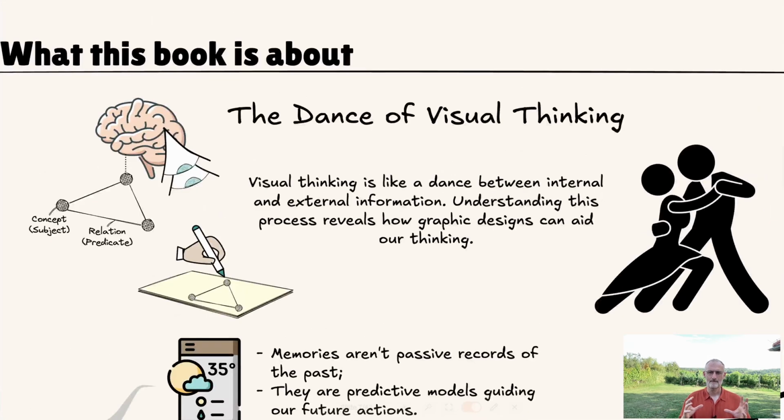Now, the starting idea, or the way Colin starts his book, is this idea about the dance between internal and external information. He defines it so: seeing is not a passive activity. It's not about me looking at something and that's it. It's a dance between internal and external information.